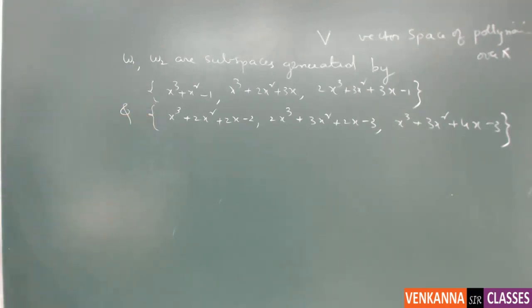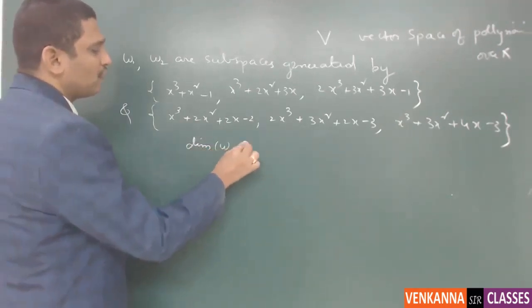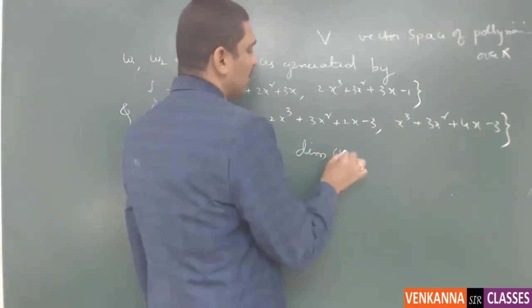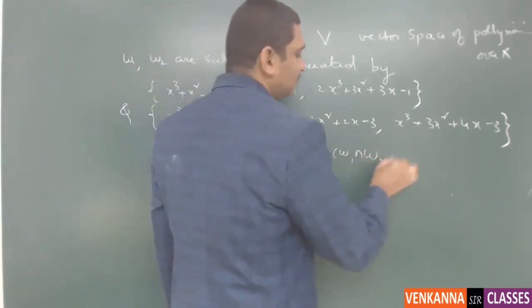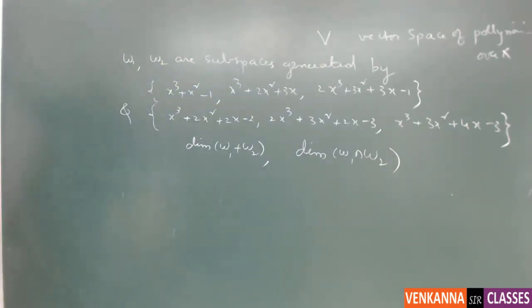polynomials. And the objective of the question is to find the dimension of W1 plus W2 and the dimension of W1 intersection W2. Right? So I will give you the procedure. You just interact with me and solve the problem simultaneously.